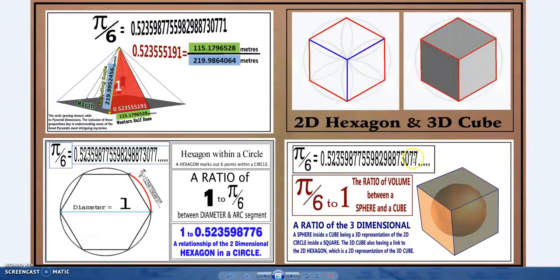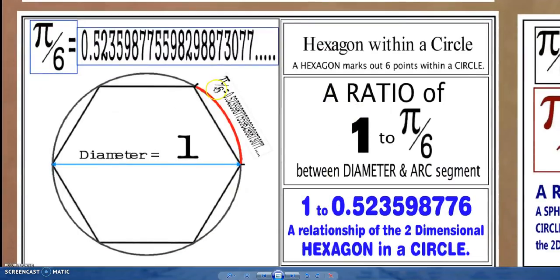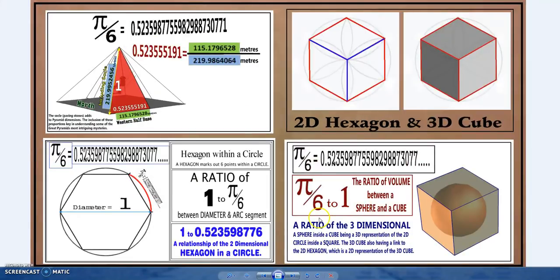Okay, but there's a few more. Now, for instance, we have a circle and a hexagon. Now, a hexagon is like a two-dimensional representation of a three-dimensional cube, and this 0.5236. I'm just going to round it up. 0.5236. Did I get the right number? Yep, okay.